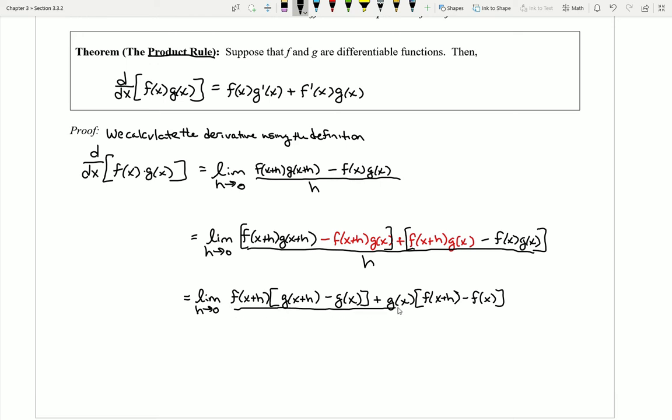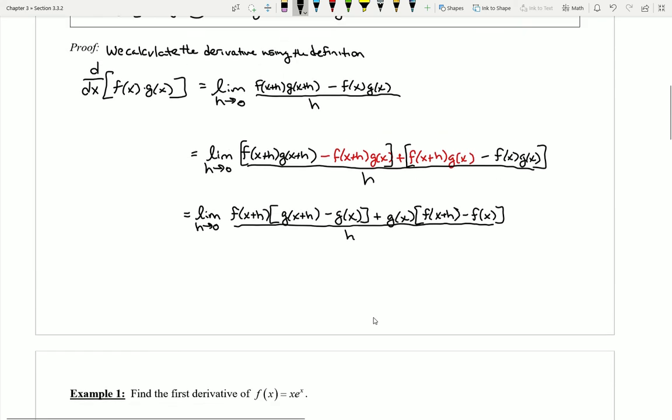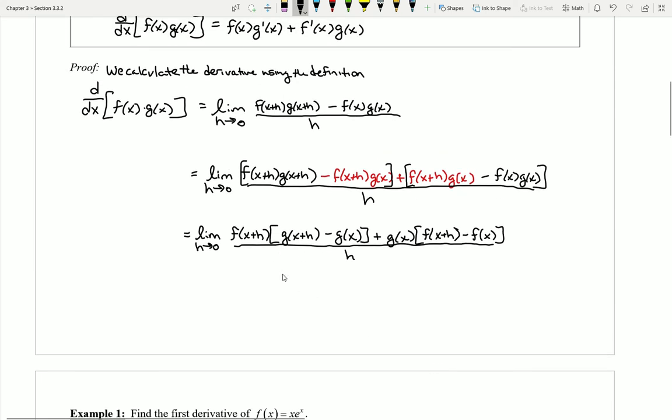And all of this is still going to be over h. Now, I'm going to have to combine several steps into one to try to squeeze this all into the space that we have remaining. But here's what I'm going to do in the next step.